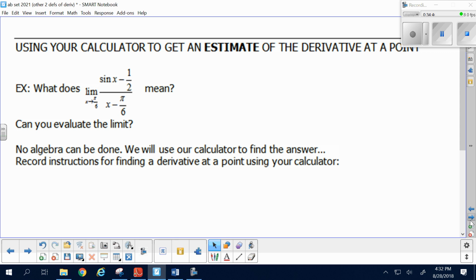All right, now this. If you look at this limit now, I hope you look at it differently, and think derivative now. X approaches pi over 6. That's the alternate definition.